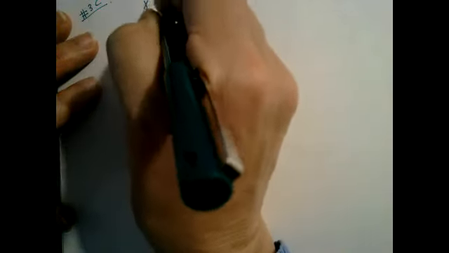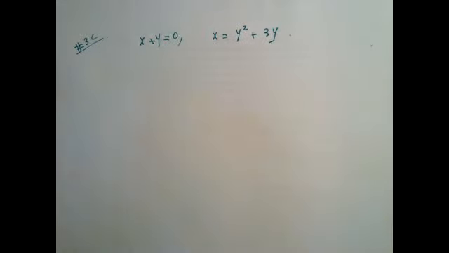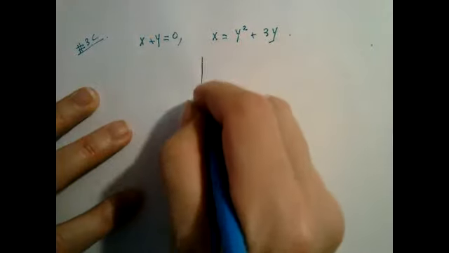So let me write the region: x plus y equal to 0, and x equal y squared plus 3y. And I need to find the area of the region between them. Now, I don't know how to do anything without a good sketch. So we are going to sketch the graph of this function.